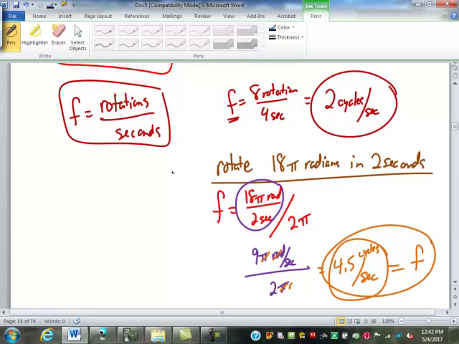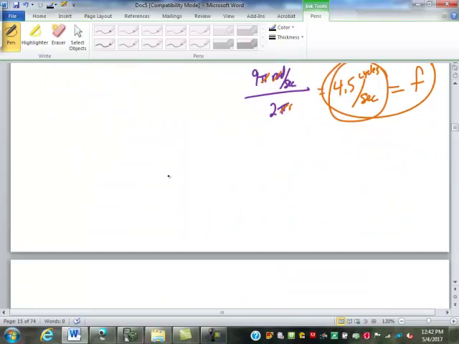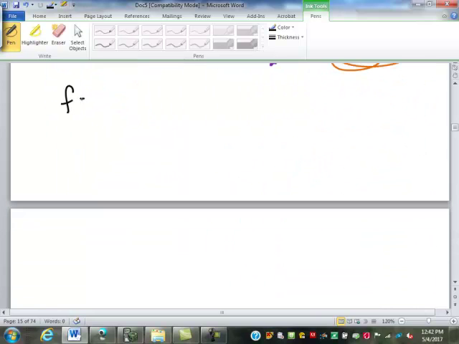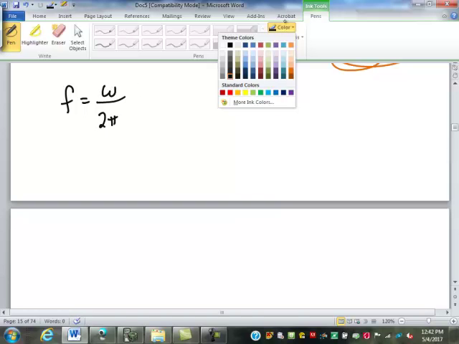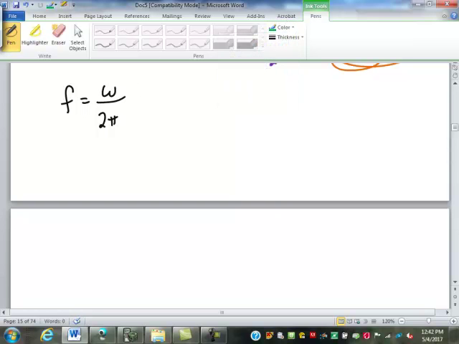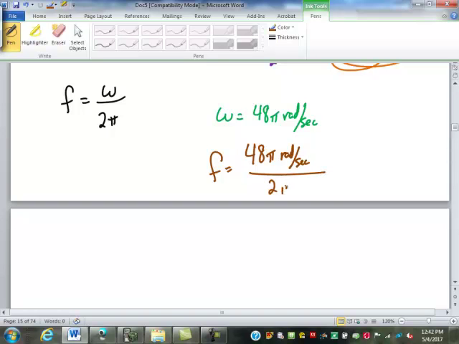So those are 2 forms of the formula to find a frequency. I can also find a frequency as my angular velocity divided by 2 pi. So an example of this, let's say I have something that is rotating with an angular velocity of 48 pi radians per second. My frequency is going to be that 48 pi radians per second divided by 2 pi.